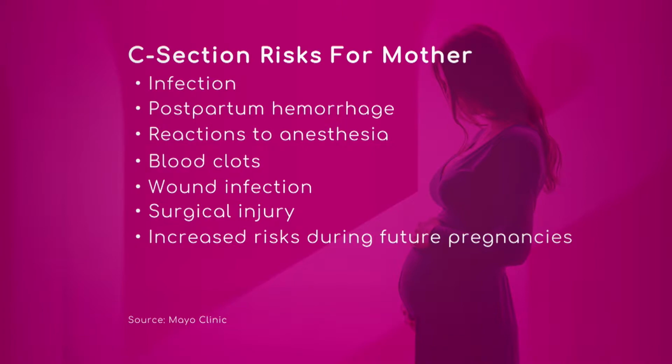Right. Reactions to anesthesia is another risk for mom. Blood clots. Blood clots are clots that occur in the veins of the legs, and those can go up to the lungs, and they are certainly life-threatening. Wound infection goes back to the first point. Surgical injury, obviously we're using a knife, and so there is a risk of injury to bowel, bladder, vessels, nerves, and even a slight risk of injury to the baby, unfortunately. And then there's increased risk for future pregnancies because of the placental location and the future C-sections.